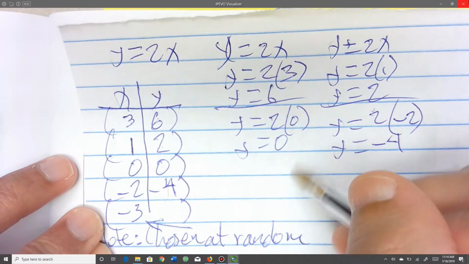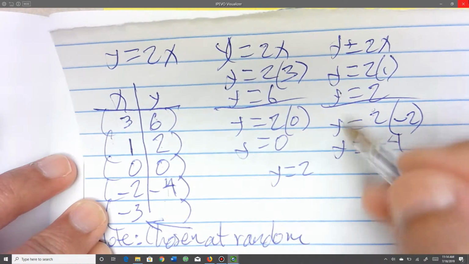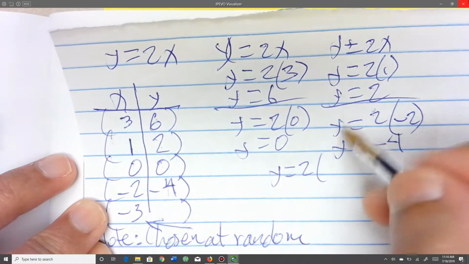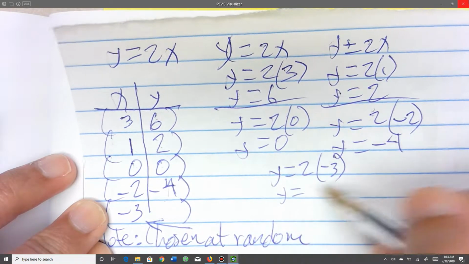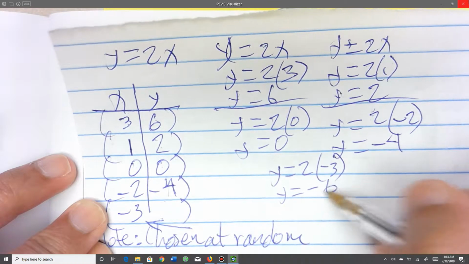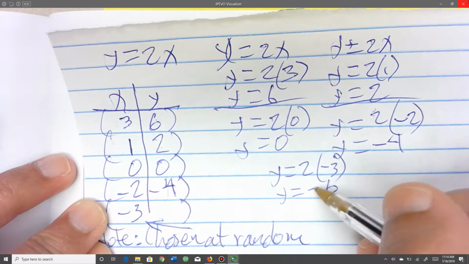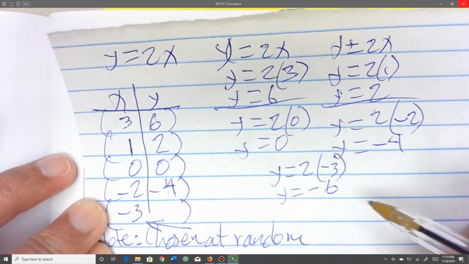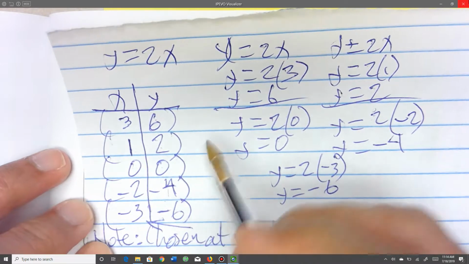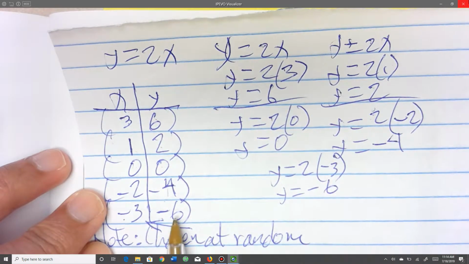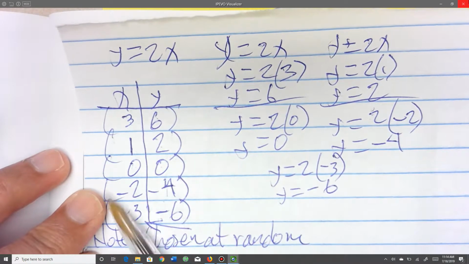What about this one? Well, that's y equals 2 times -3. That's y equals -6, because a +2 times a -3 is gonna give me a -6. So the equation and the ordered pair is -3, -6. And we are done.